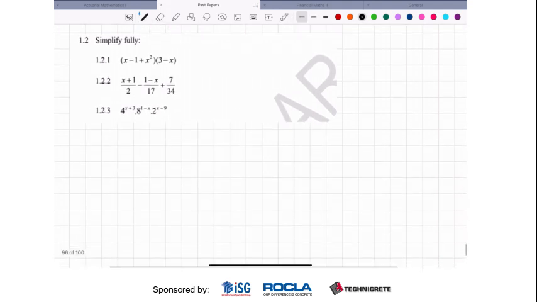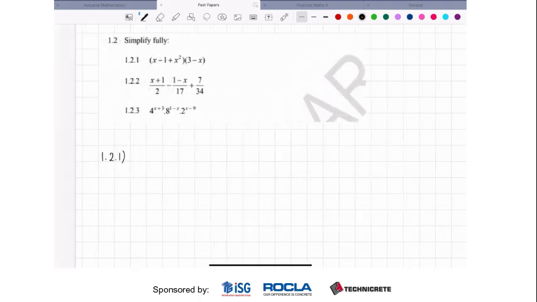Next, 1.2, I'm asked to simplify fully. So for this first one, 1.2.1, we have two brackets, x minus 1 plus x squared, multiplied by 3 minus x. And to simplify, I'm just going to multiply each term in the first bracket by each term in the last bracket. So I'm going to start by multiplying each term in the first bracket by the first term of the second bracket, which is 3.